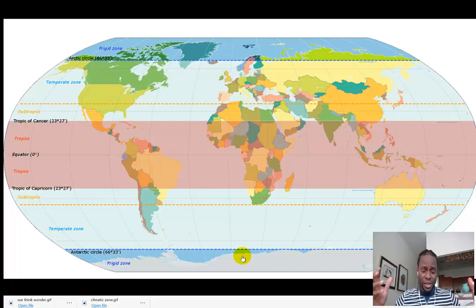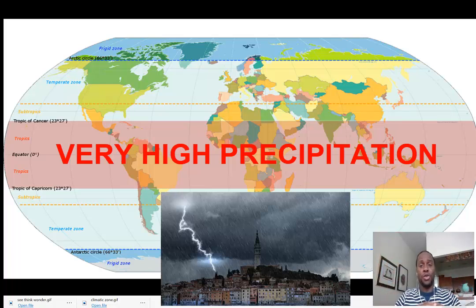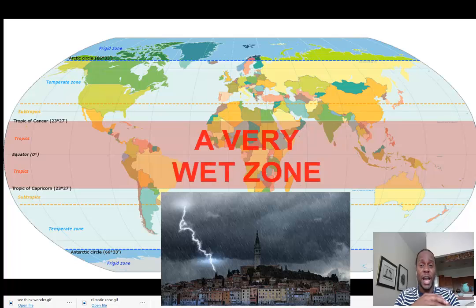So because there's so much heat, there is an increase in evaporation. If there is an increase in evaporation, there is an increase in cloud formation. And if there's an increase in cloud formation, then there is an increase in precipitation, the amount of water that falls back to the earth. Precipitation could be rain, precipitation could be snow, or any other form, anything that falls from the sky in the form of water, whether it is ice or water or whatever form.